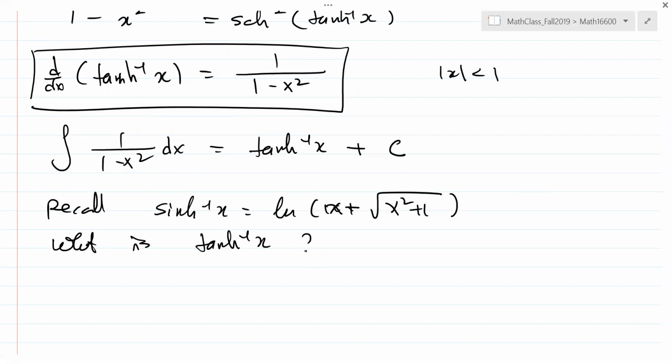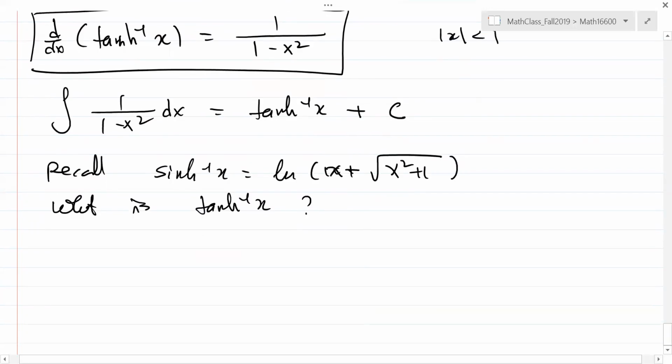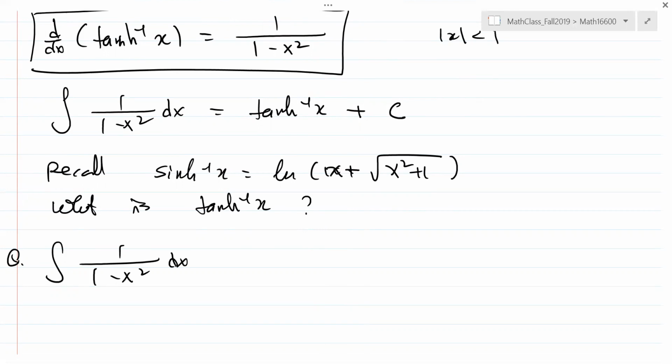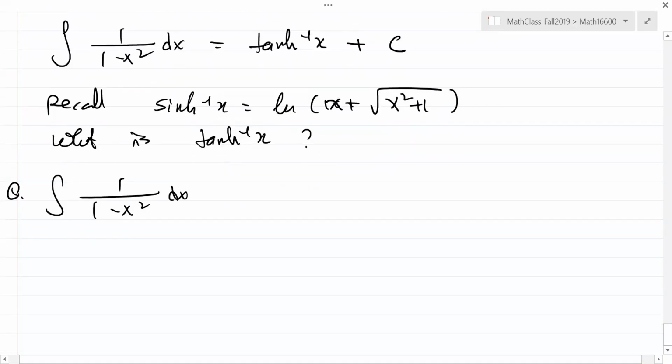But I do get a lot from knowing the derivative. I find out the derivative is simple, even though I don't know the expression for the inverse of hyperbolic tangent x. So can you evaluate this without using the inverse function? If you are given this problem, can you evaluate this integral? This is a Math 165 problem. Okay, you can do that. How do you do that?